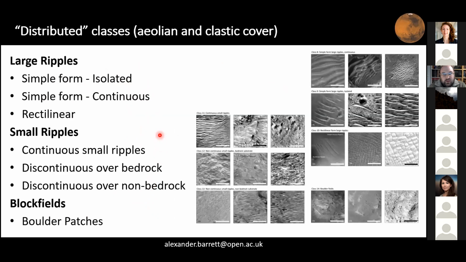Our ripple classes were tailored around whether the ripples had a simple form or a rectilinear form on the large scale, and then at both scales whether they were continuous or discontinuous. It was quite important to know what type of substrate some of the discontinuous ones were overlying. Boulder patches had the fewest classes because there's less to say about them. They're all effectively randomly distributed, and while there are variations in density, that isn't too important for the questions we were asking.